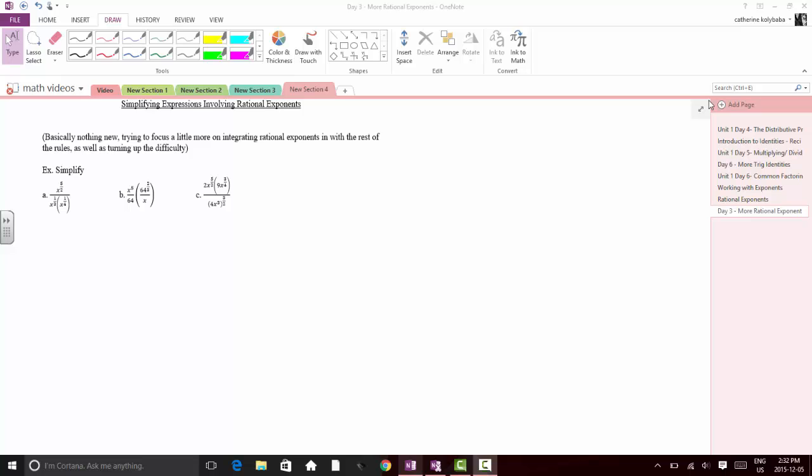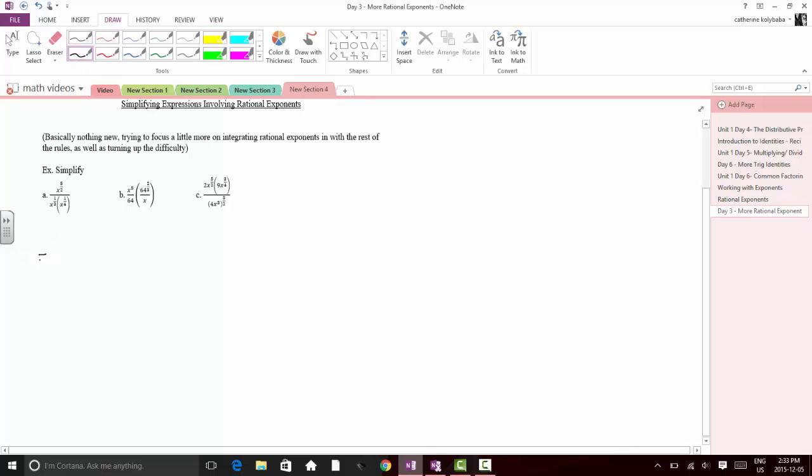In today's lesson, there's nothing really new. We're just going to take our information that we learned on day 1 and day 2 and look at our more difficult questions to be sure that we have full understanding. So in example A, we're going to start to solve this one first.